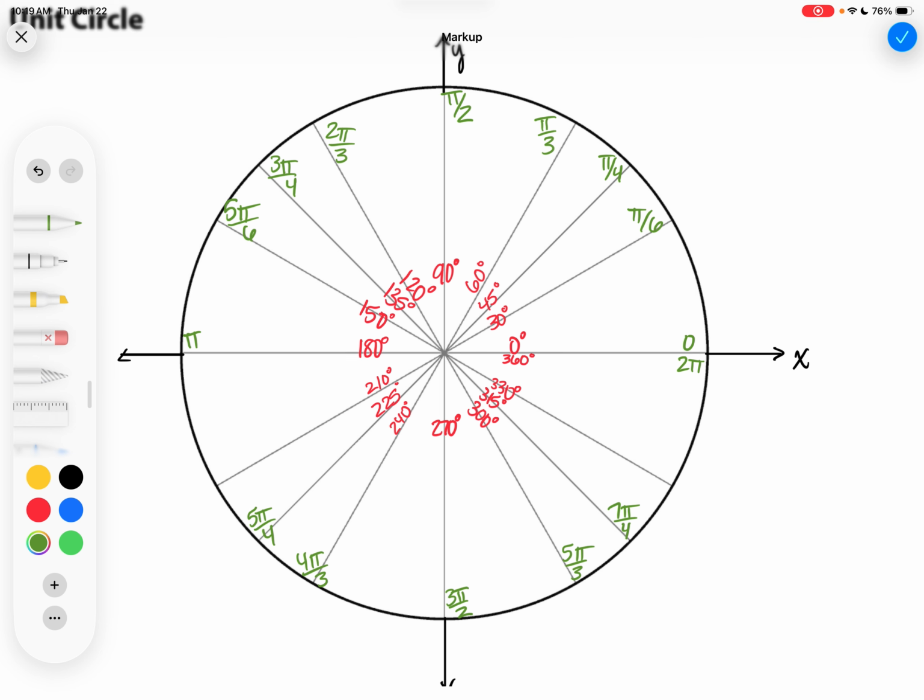Keep coming down, 7 pi over 6. Go another 30 degrees, that would be 8 pi over 6, which reduces to 4 pi over 3. Then we come down here, 9 pi over 6 reduces to 3 pi over 2. 10 pi over 6 reduces to 5 pi over 3. 11 pi over 6 goes here. And then all the way around would be 12 pi over 6, which reduces to 2 pi.